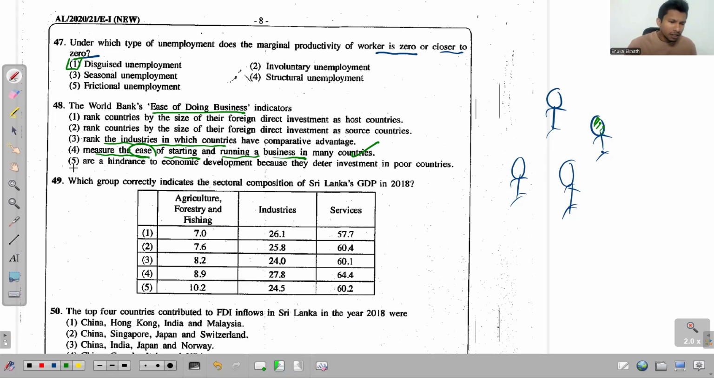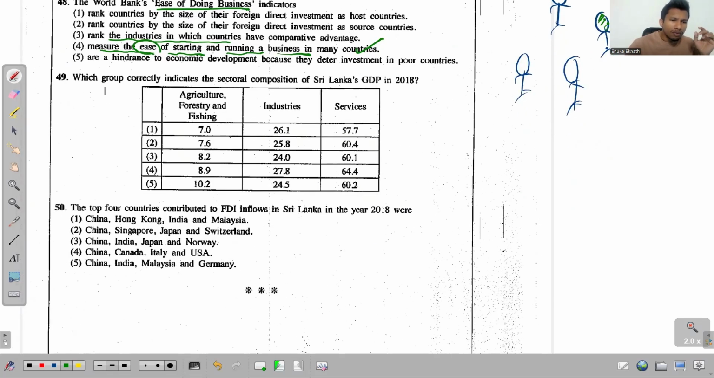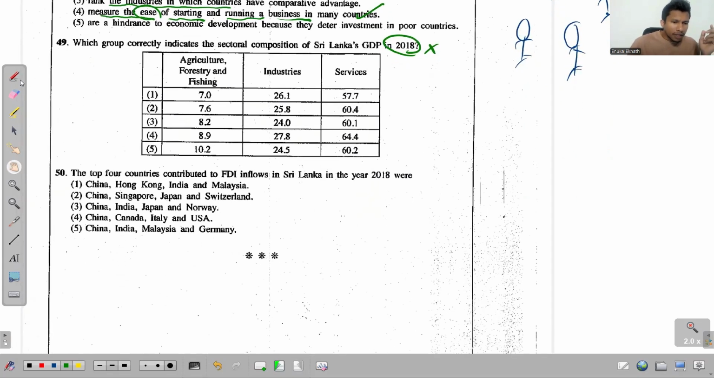So there's no point of going through other things because these are facts and you just need to get them from the notes, right? 49. Which group correctly indicates the sectoral composition of Sri Lanka's GDP? Okay, this is not going to be relevant to your A-level year, so we'll skip this one. 50th, the top 4 countries contributing to FDI inflows in Sri Lanka in 2018, which is also not relevant to your A-level year. Okay, so that's the end of this discussion of this 2020 MCQ Economics paper.